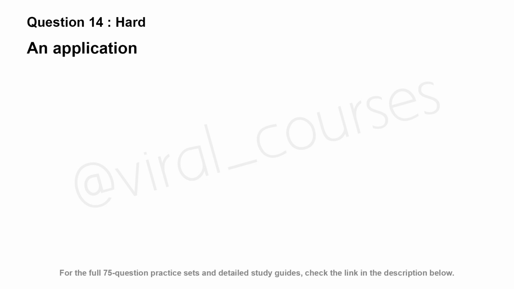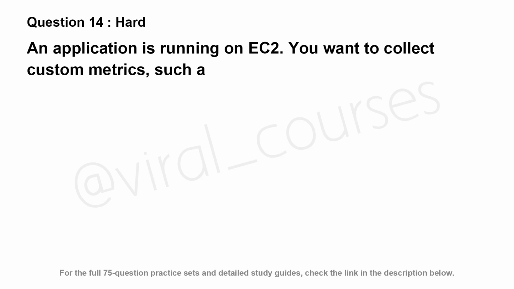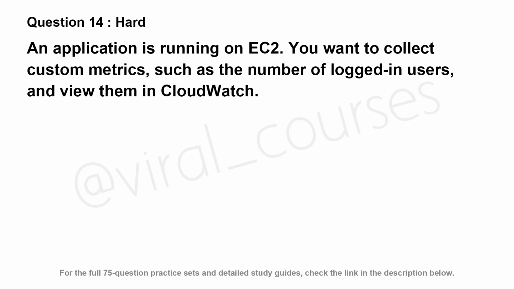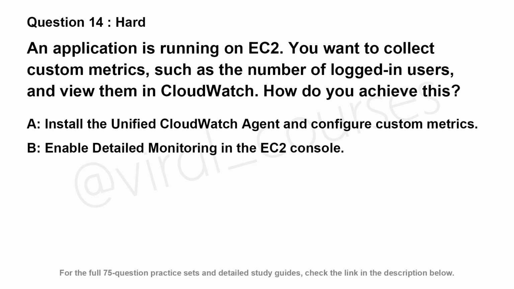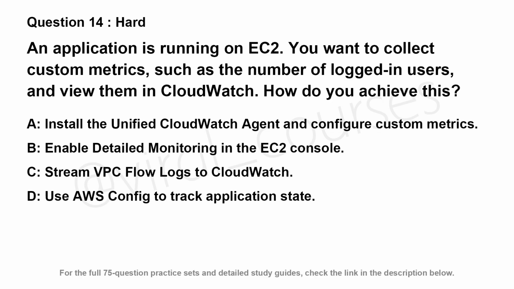An application is running on EC2. You want to collect custom metrics, such as the number of logged-in users, and view them in CloudWatch. How do you achieve this? Option A. Install the unified CloudWatch agent and configure custom metrics. Option B. Enable detailed monitoring in the EC2 console. Option C. Stream VPC flow logs to CloudWatch. Option D. Use AWS Config to track application state.